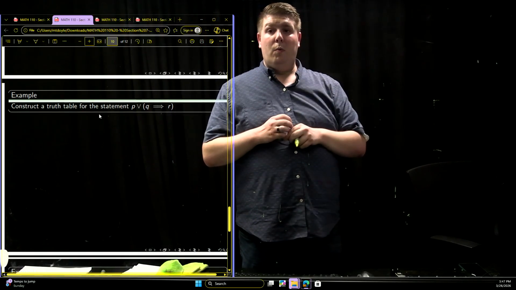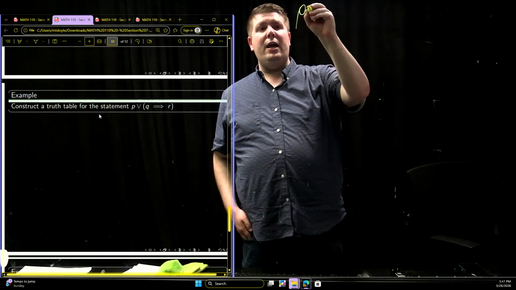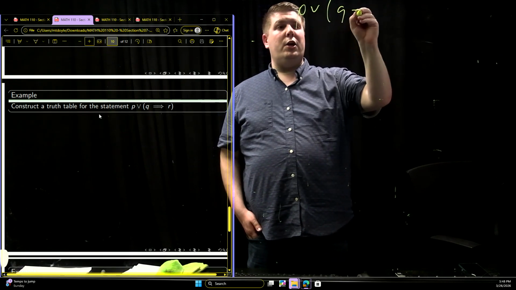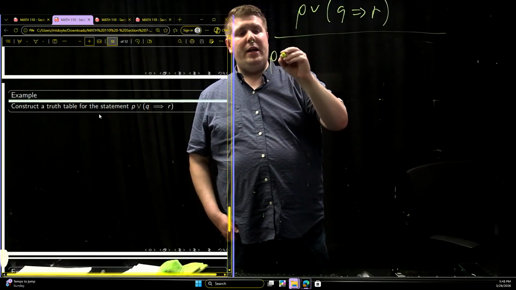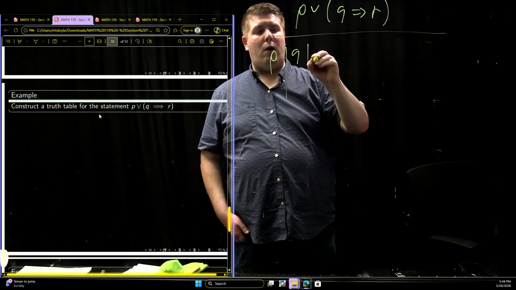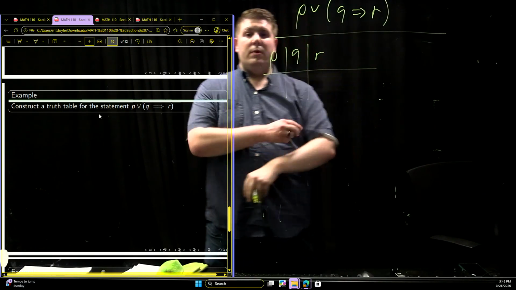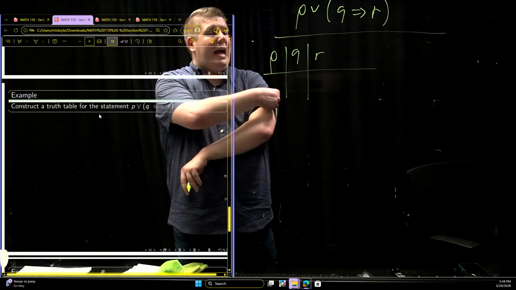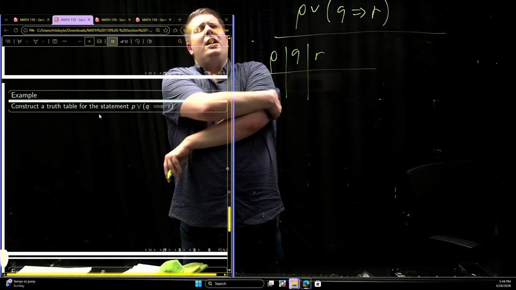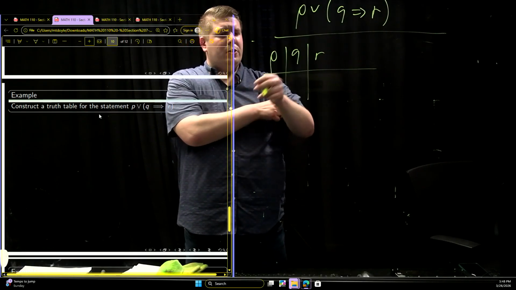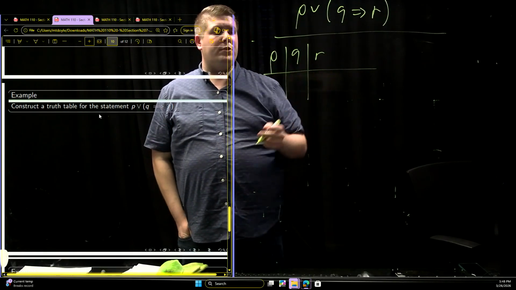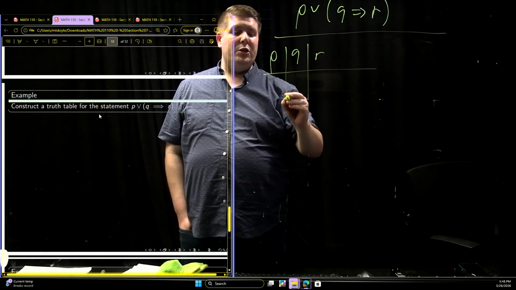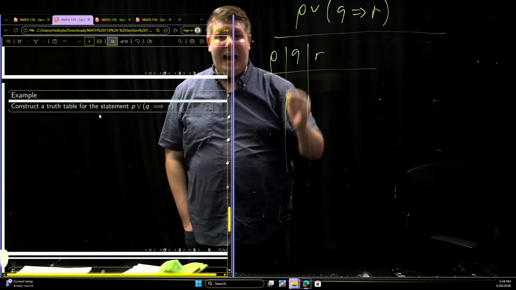So with this one, we have P or Q implies R. So we do P, Q, and R. Now, the number of rows you're going to have here is essentially 2 to the n. So here we have 2 to the 3, right? Because there's 3 statements here. So there's going to be 8 that we go down.